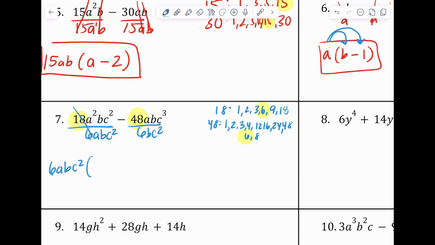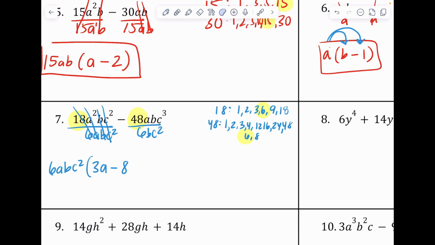Now I have 18 divided by 6. That leaves me with 3, because 18 divided by 6 is 3. A squared divided by a, I'm left with 1a. B divided by b cancels out. C squared divided by c squared cancels out. Minus, what is 48 divided by 6? 48 divided by 6 gives me 8.